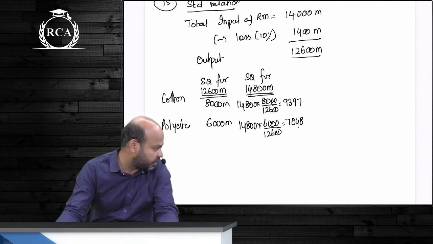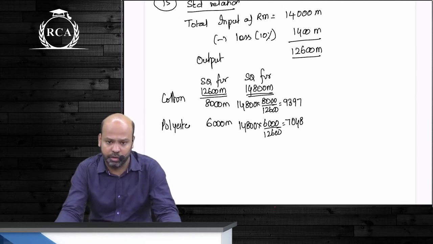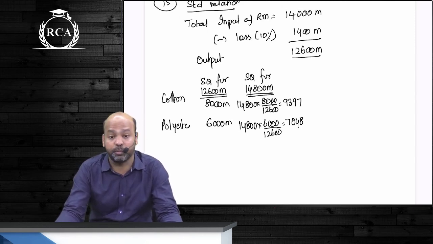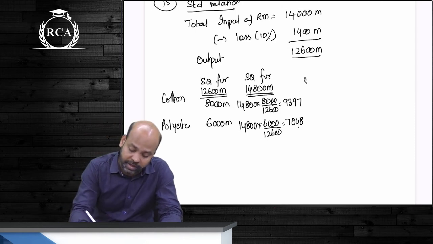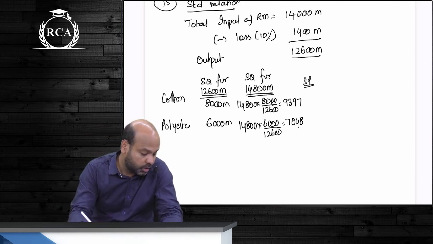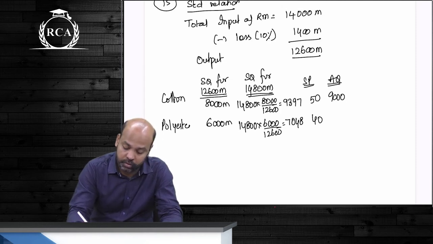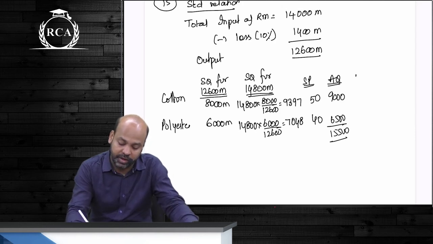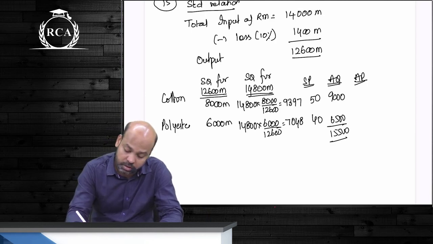This is what you have learned in standard costing, that do not blindly pick up the standards given in the question. Check if it is for actual output or not first. If it is not for actual output, you're first supposed to compute standard quantities for actual output. What is the standard price per meter? 50. And what is the actual quantity of raw material that you used? 9,000 and 6,000. 15,500. What is the actual price of raw material? 40.